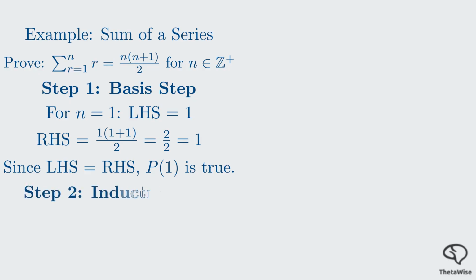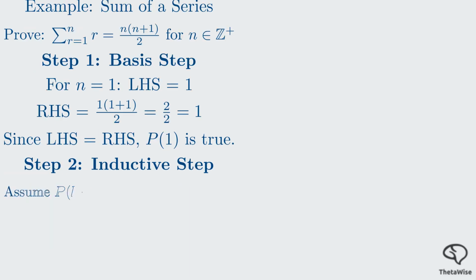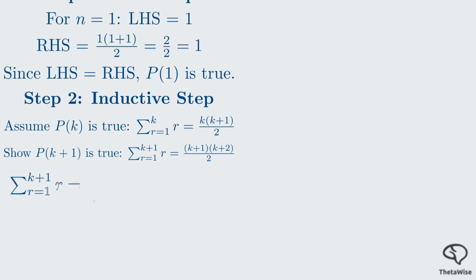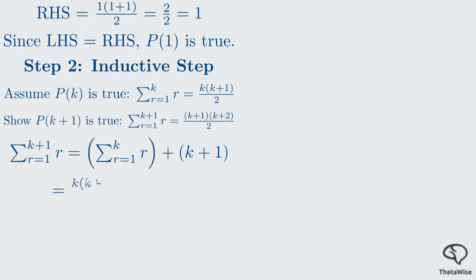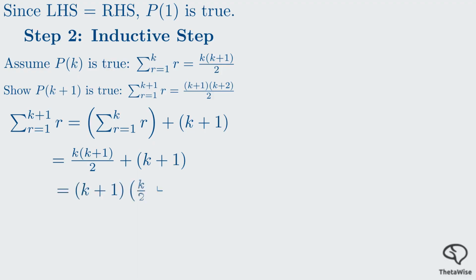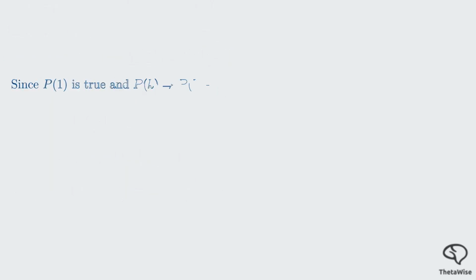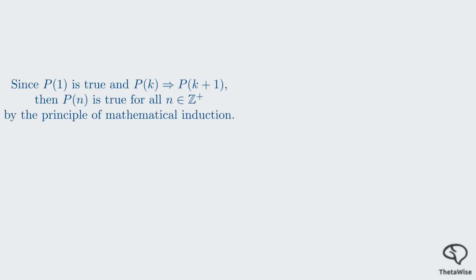Now for the inductive step. We assume the statement is true for n equals k. This is our inductive hypothesis. We must now show it holds for n equals k plus 1. We split the sum into the first k terms plus the k plus 1 term. Using our hypothesis, we replace the sum of k terms. Now, we factor out k plus 1. This simplifies to k plus 1 times k plus 2 over 2, which matches our goal. We finish with the formal conclusion to secure that final communication mark.